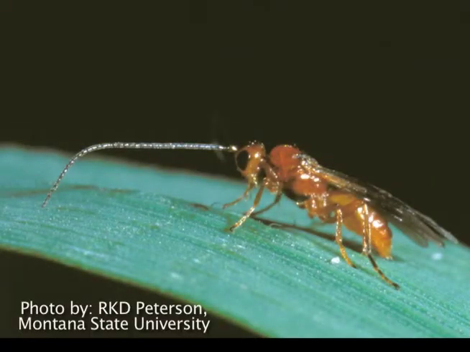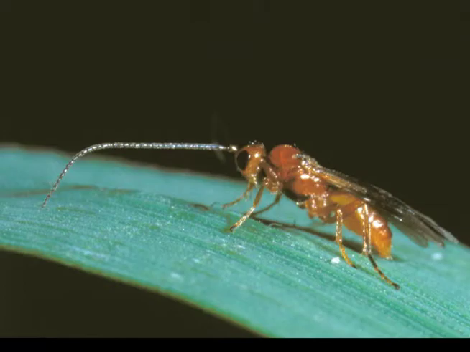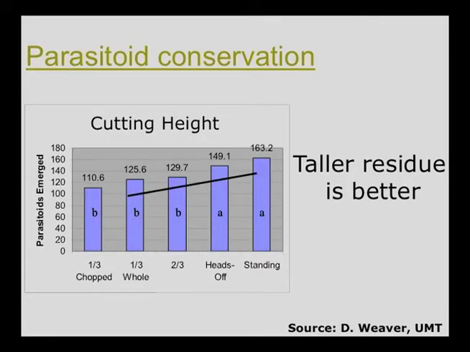If a producer decides to swath grain, use a high swathing height to conserve the parasitoids that attack wheat stem sawfly. Research from Montana State University has shown that taller residue, at least the lower one-third of the plant, is better for conserving the parasitoids.